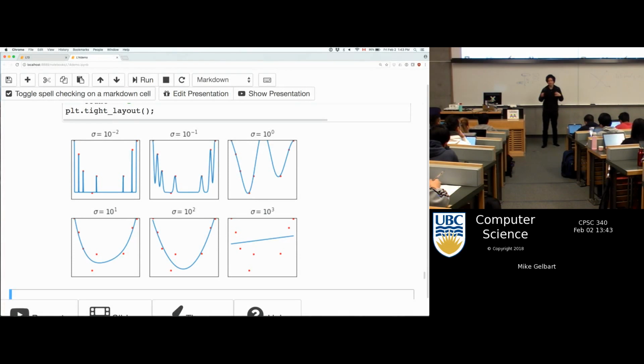And so one way you could even define complexity if you wanted to, although it's not a perfect definition, is how fast do I allow my regression line to vary? Because if it can vary crazy fast, that's a very complex fit, small sigma. And if it has to be very smooth, that's sort of a simpler fit.